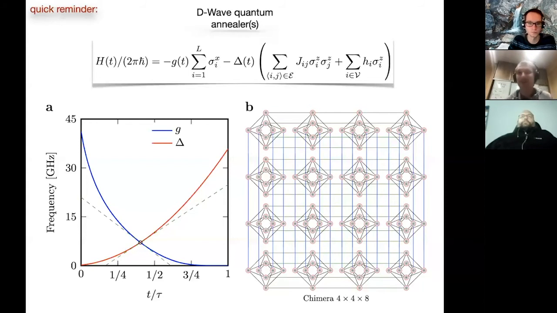And now the adiabatic theorem tells you that if you do it very slowly, your state is going to be the ground state of this final Hamiltonian, which means it's going to be the ground state of the Ising Hamiltonian. Is that understandable? Okay, so that's the idea, that's the whole computation.